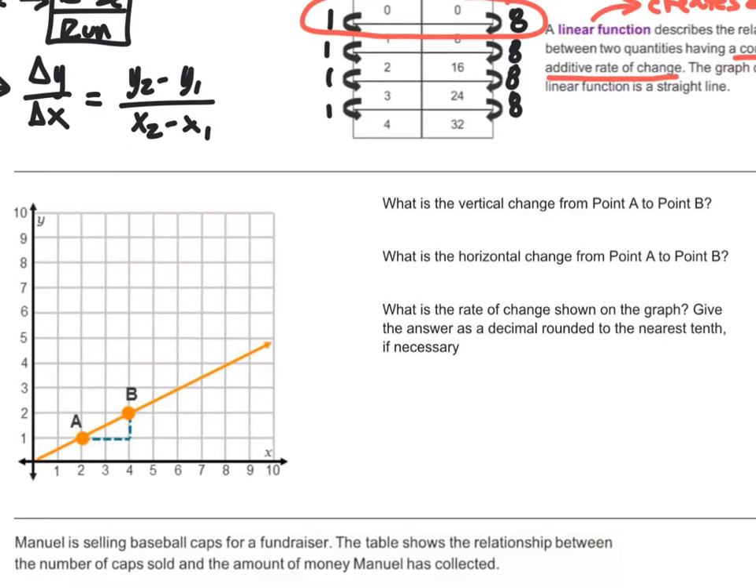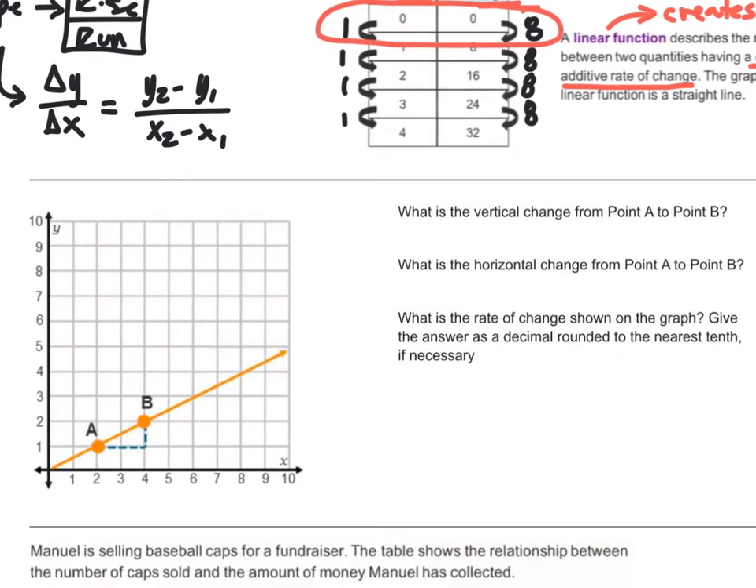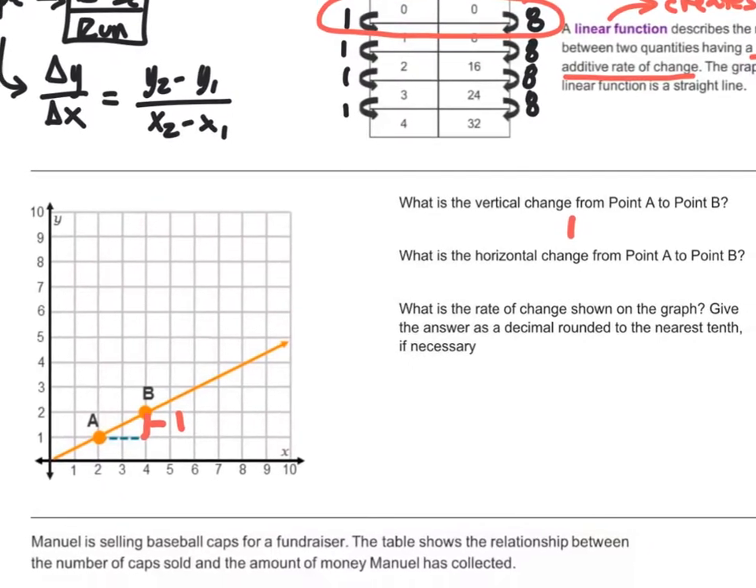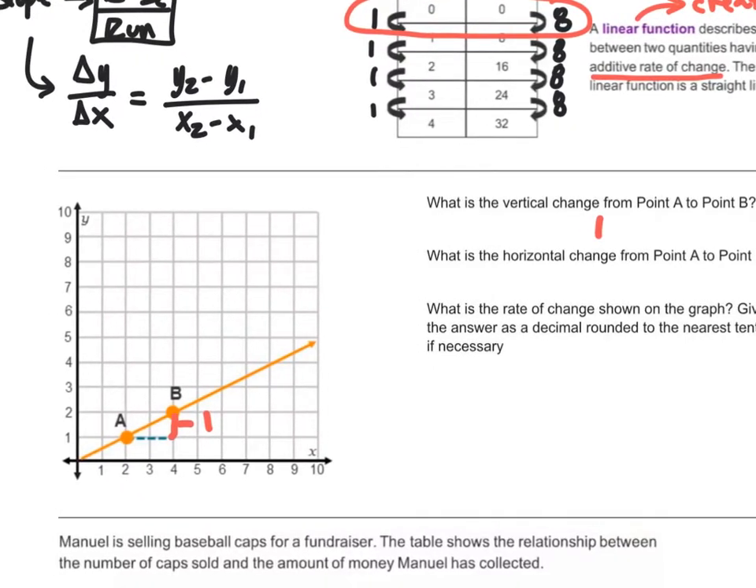And so, you have this graph and you have these 2 points, A to B, and it wants to know what is the vertical change from point A to point B. And the vertical change is this value here on the graph, and that's a value of 1, okay? And it says, what is the horizontal change? The horizontal change is what goes across the graph, and that's this value here, and that's 2, okay? All right, so the change in your y-axis divided by the change in your x is going to give you 1 over 2, and that's your slope, okay?